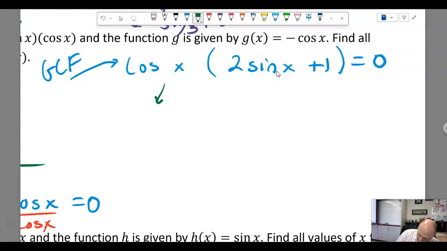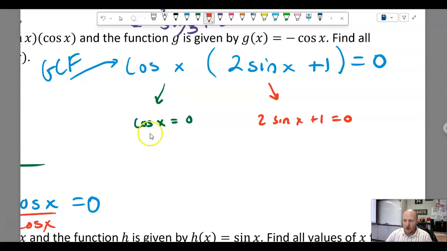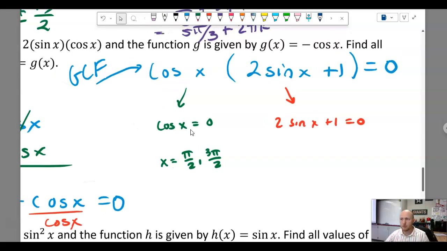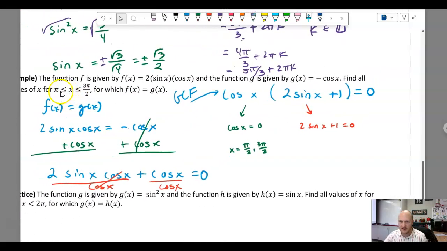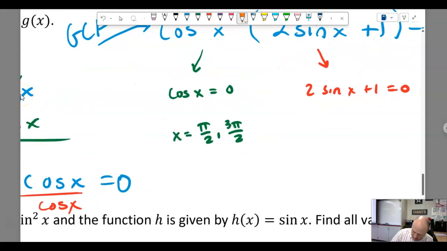What we get from one equation is cosine of x equal to 0, and we also get equation number 2: 2 sine x plus 1 equals 0. So we solve both of these. Where does cosine of x equal 0? This is pretty straightforward. This is the North Pole and the South Pole. And here they don't want all solutions. They say between pi and 3 pi over 2. So this answer right here, we're going to throw that one out.